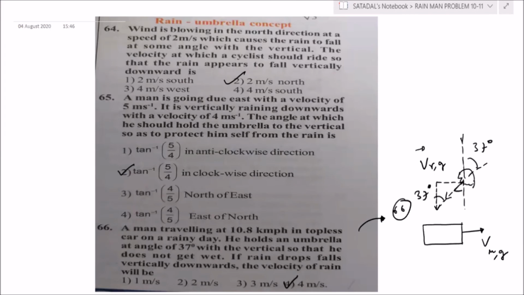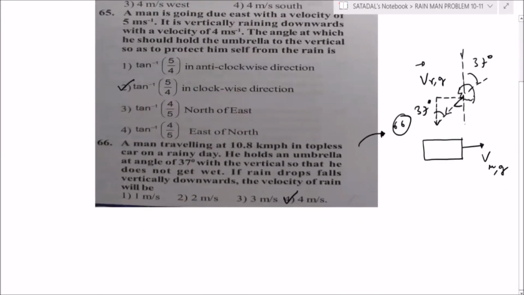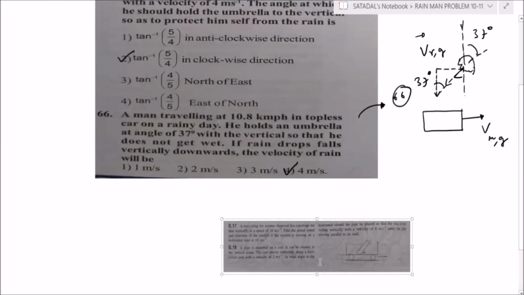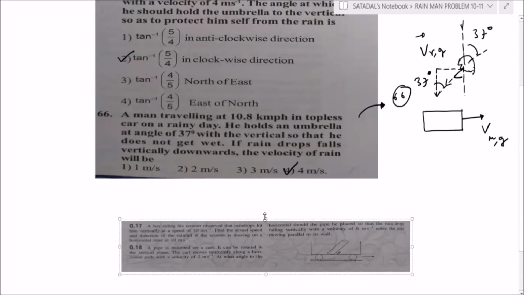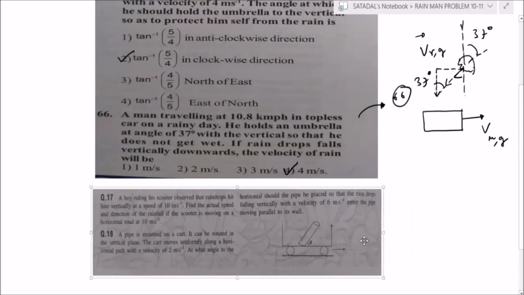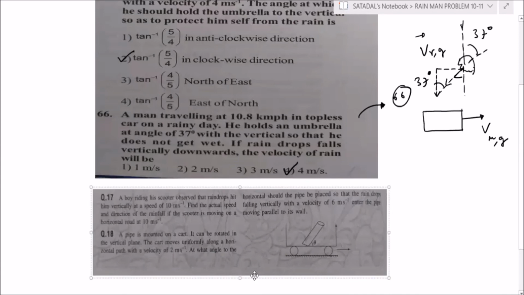Right. So let's go for another two. Shall we go and do these two?